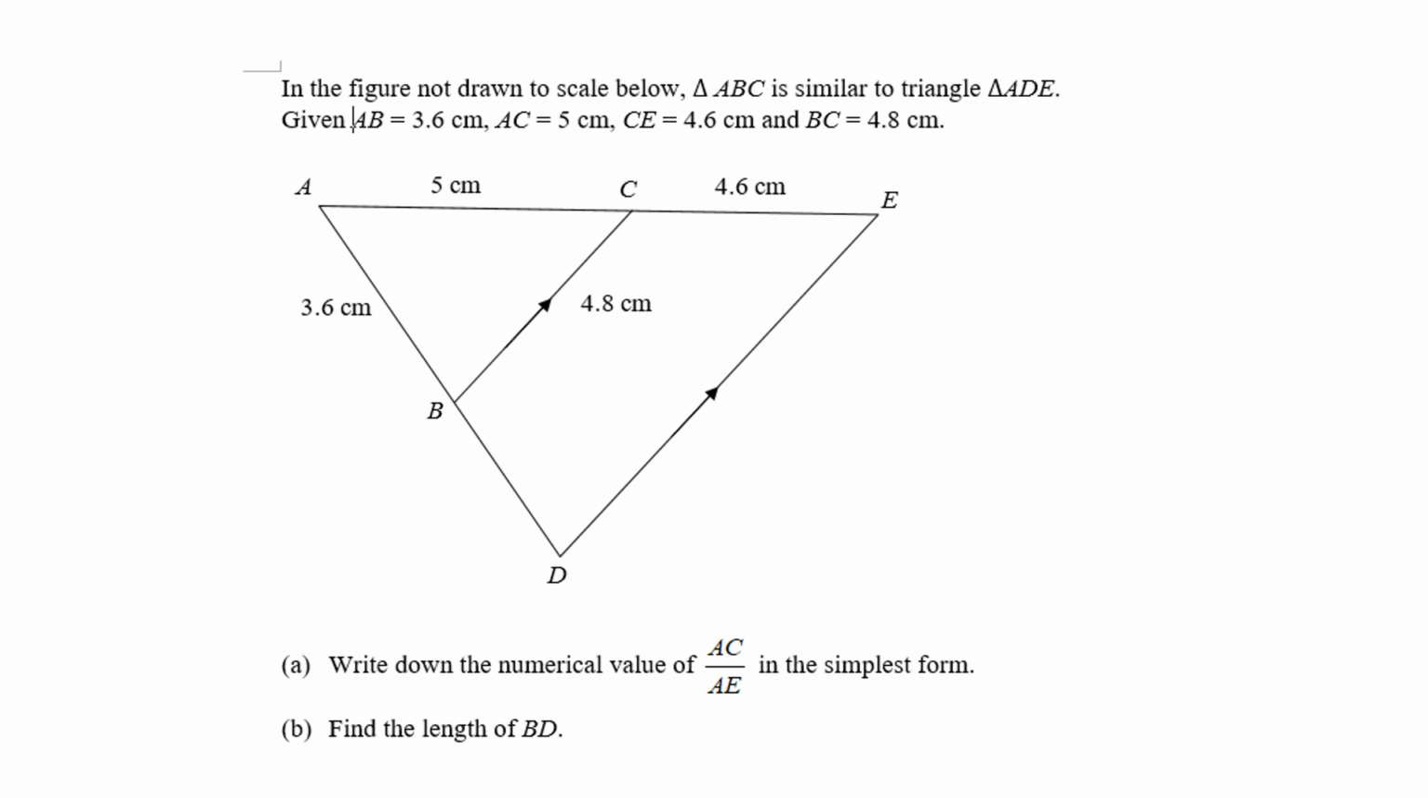form. Right, so since we are given in the question that triangle ABC is similar to triangle ADE, then we can use the other two conditions, meaning we can use the SSS similarity test to compare the ratio of the corresponding sides. So this ratio of the corresponding sides will be the same.